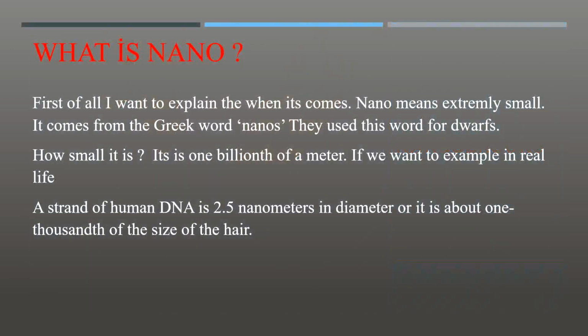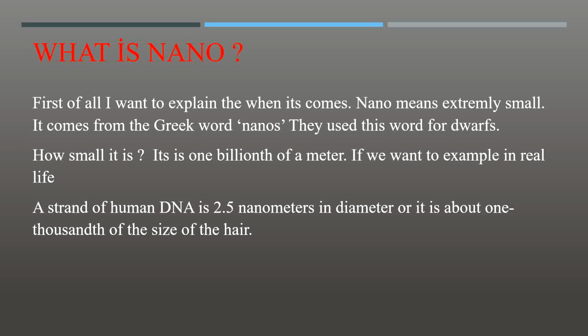What is nano? First of all, I want to explain where it comes from. Nano means extremely small. It comes from the Greek word nanos. They used this word for dwarfs. And we have another question. How small is it? It is one billionth of a meter. To explain in real life, a strand of human DNA is 2.5 nanometers in diameter, or it is about one thousandth of the size of a hair.